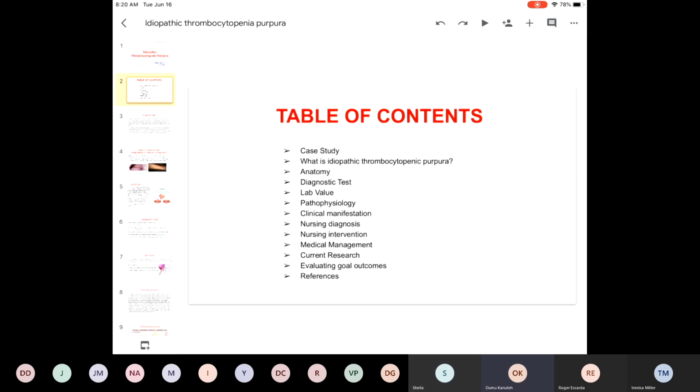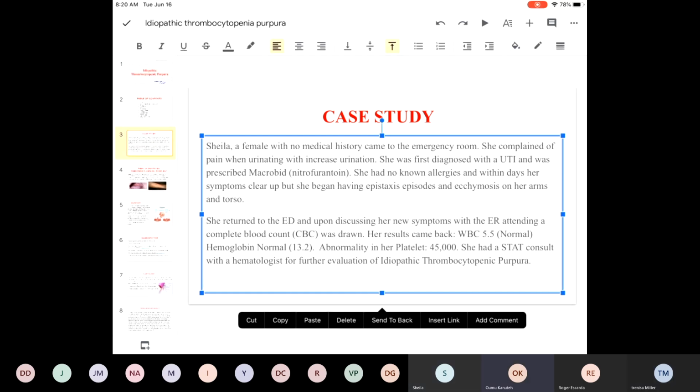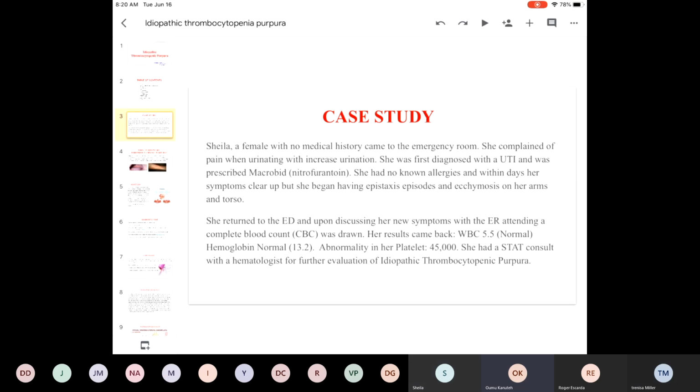The anatomy, diagnostic tests, lab values, pathophysiology, the clinical manifestation, nursing diagnosis, nursing intervention, medical management, current research, evaluating goal outcomes, and references. Next slide. To start off, we have a case study. Sheila, a female with no medical history, came to the emergency room. She complained of pain when urinating with increased urination. She was first diagnosed with a UTI and was prescribed Macrobid.